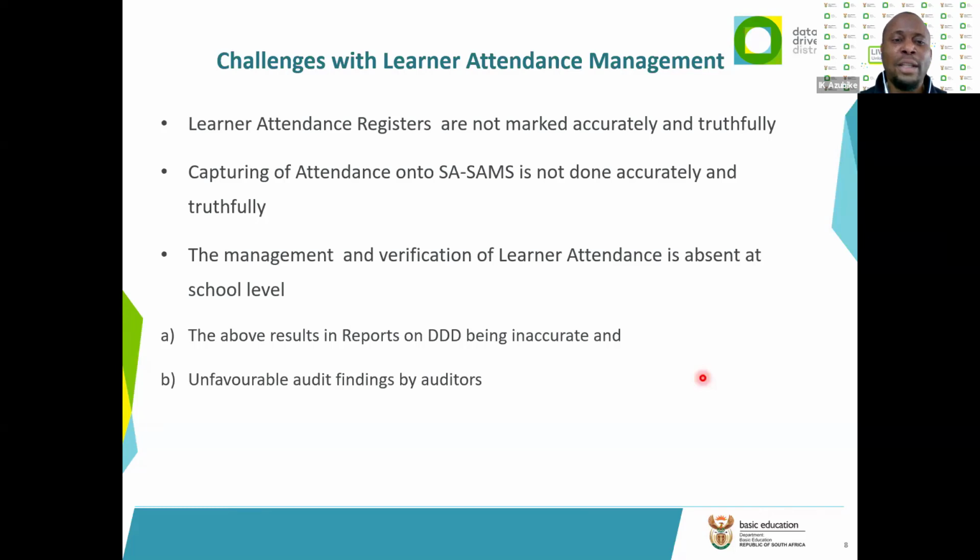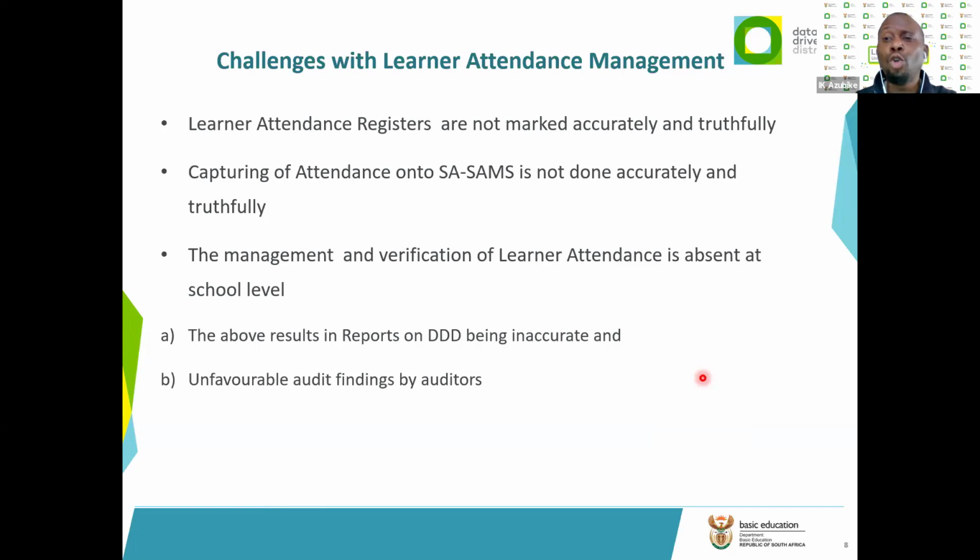Okay, the next one here is that the management and verification of learner attendance is absent at school level. One thing I like about this point is that they speak to each other. Under the verification of learner attendance being absent at school level, the result is that the reports on the DDD are inaccurate. Now, remember, garbage in, garbage out. Whatsoever you feed SSAMS is what you will see on the dashboard.